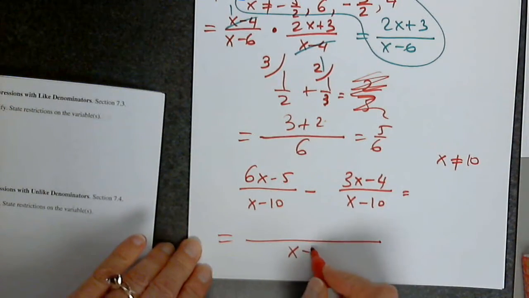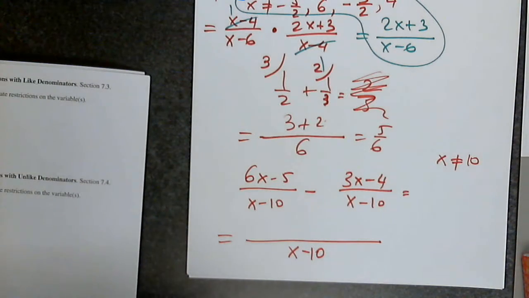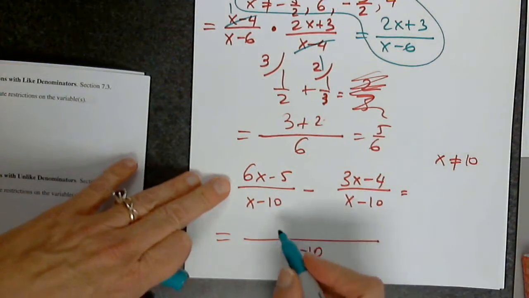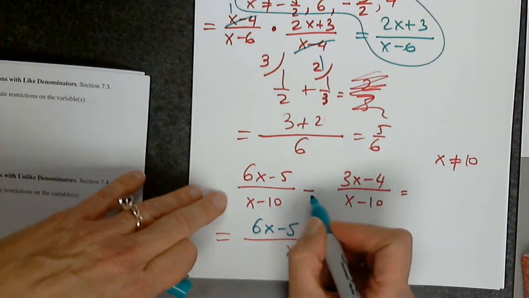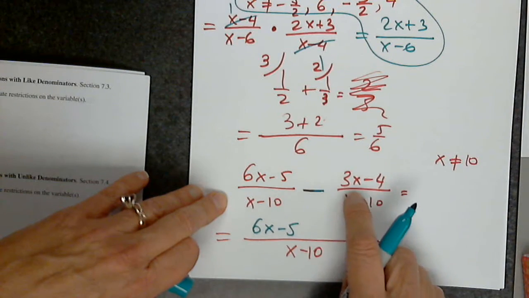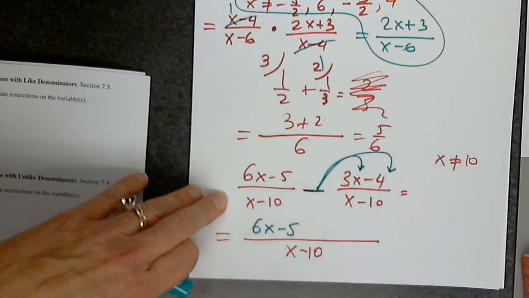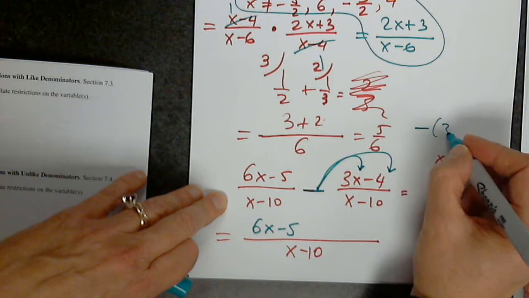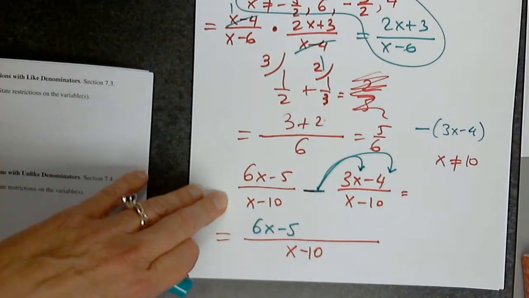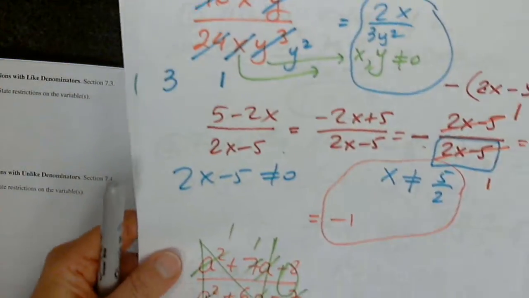I am going to copy x minus 10, but now I have to be very careful with the top. The numerator of the first fraction does not change in any way, shape, or form. However, this negative in front of a fraction line must be distributed to all terms in the numerator. This is like writing this. This is what we did at the beginning of the class today.